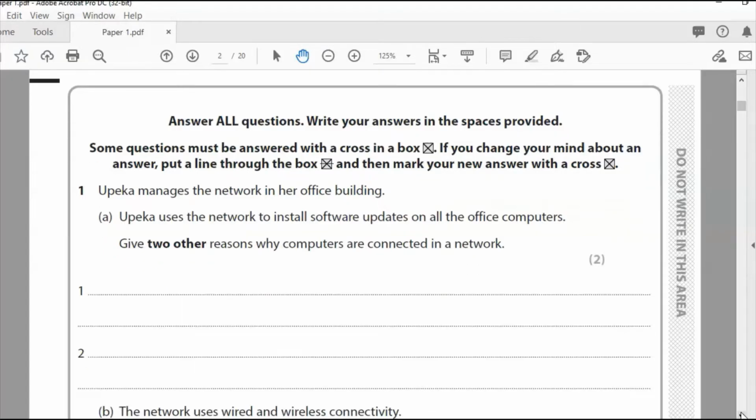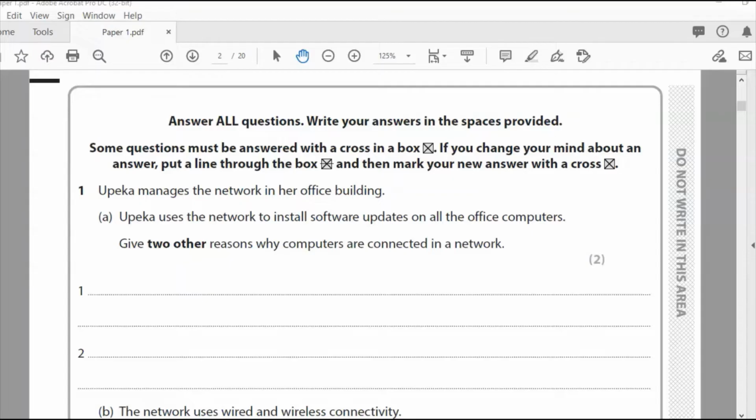So for this exam, there's 2 papers, paper 1 and paper 2, both 80 marks, and your total mark will be out of 160. Paper 2 is the practical paper where there's more Python programming. In this paper, it is just theory, there is no programming. So let's start with question 1.